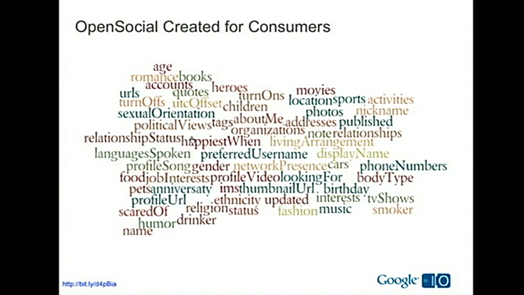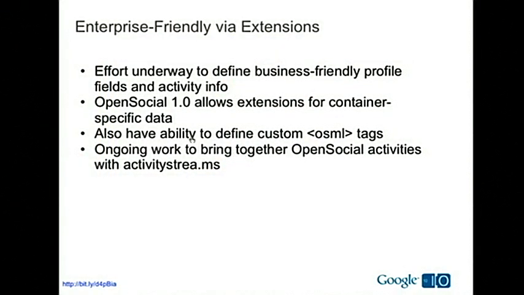Of course, that it was done for the consumer world is the whole reason that it's simple, and that's why we all find it very interesting. It's a very simple programming model and much better than anything we've had in the enterprise before. So what are some of the things that we are doing in order to address the fact that it is a consumer specification? First, the group of us and the larger enterprise OpenSocial working group are doing some efforts to define some business-friendly profile fields as well as activity verbs. So as you do an action like file an expense report, what kind of verb would you use for that?